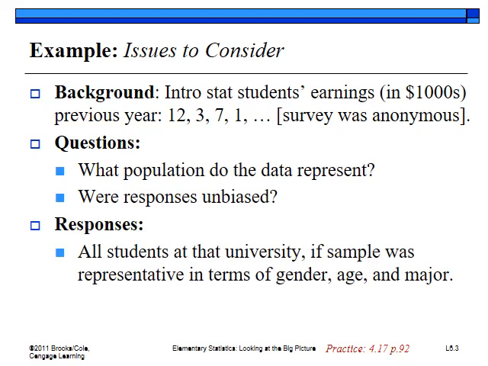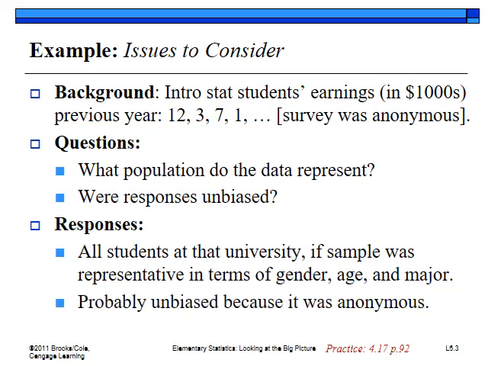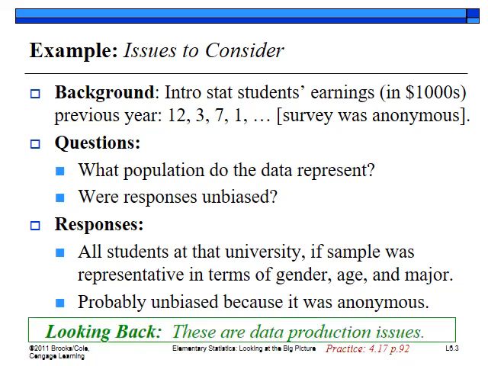Well, assuming that the sample is representative, the population would be students at the given university. I would suspect that the responses would be unbiased because it's anonymous. If it were not anonymous, people might be embarrassed to respond truthfully if they had an unusually high or unusually low income.